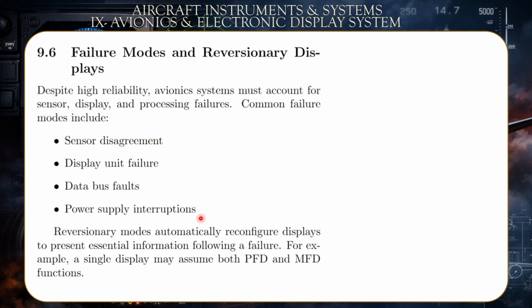And power supply interruptions, so when you have a power failure, for example, both engines flame out during a flight with a heavy aircraft type, what you would have in such a case is an interruption of display. Okay, why? Because these instruments are mainly powered by electricity.